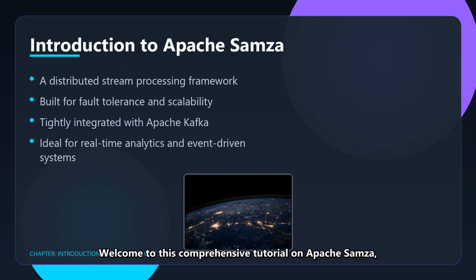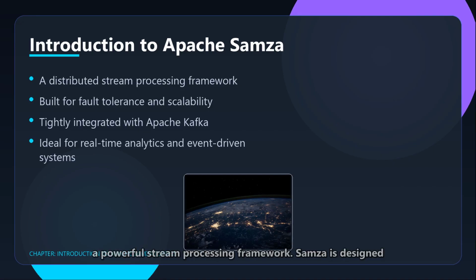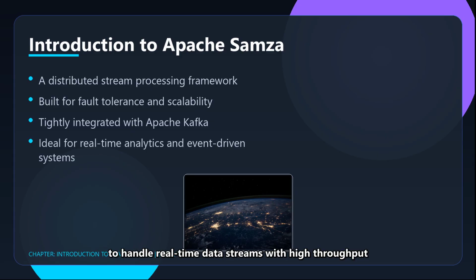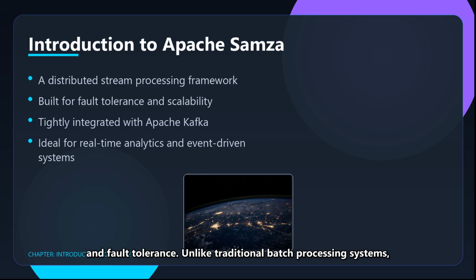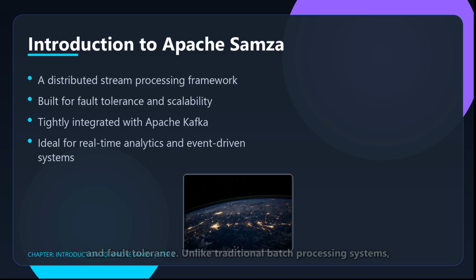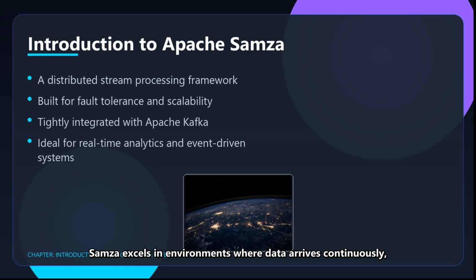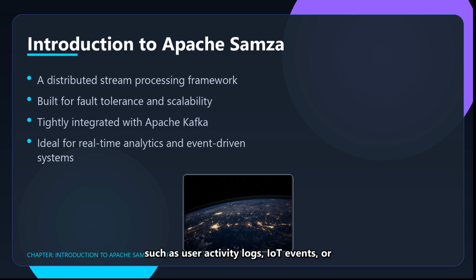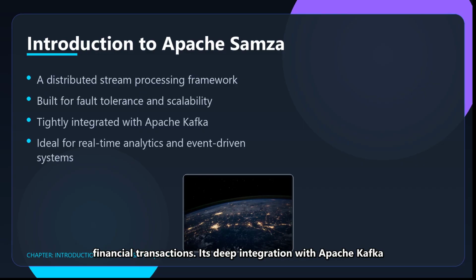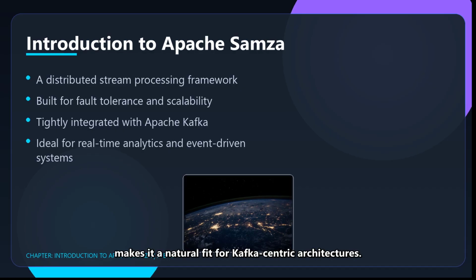Welcome to this comprehensive tutorial on Apache Samza, a powerful stream processing framework. Samza is designed to handle real-time data streams with high throughput and fault tolerance. Unlike traditional batch processing systems, Samza excels in environments where data arrives continuously, such as user activity logs, IoT events, or financial transactions. Its deep integration with Apache Kafka makes it a natural fit for Kafka-centric architectures.